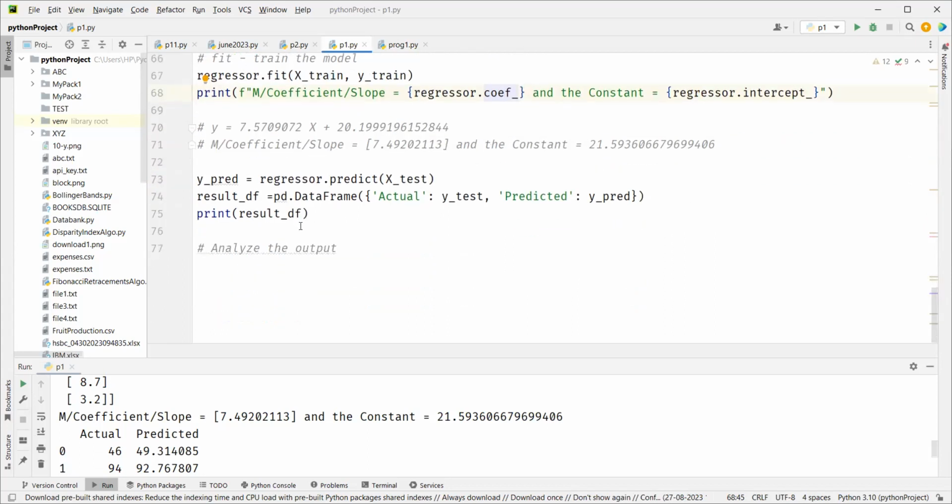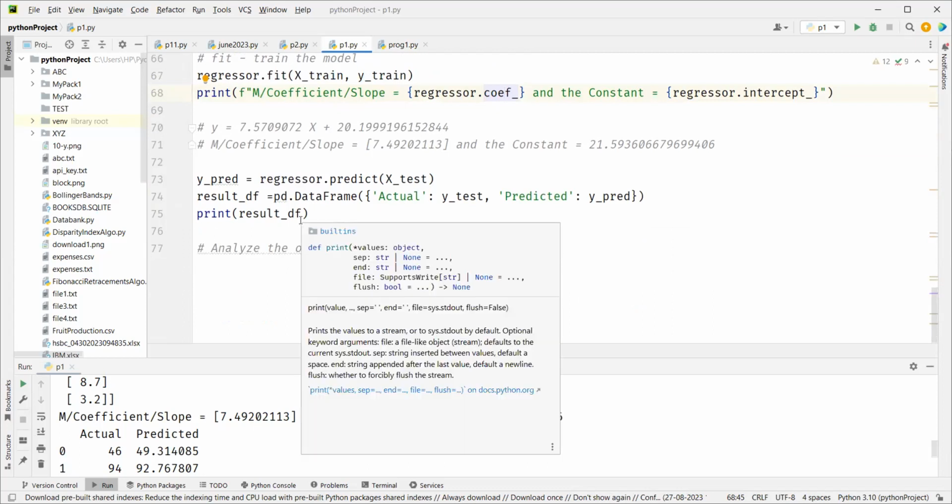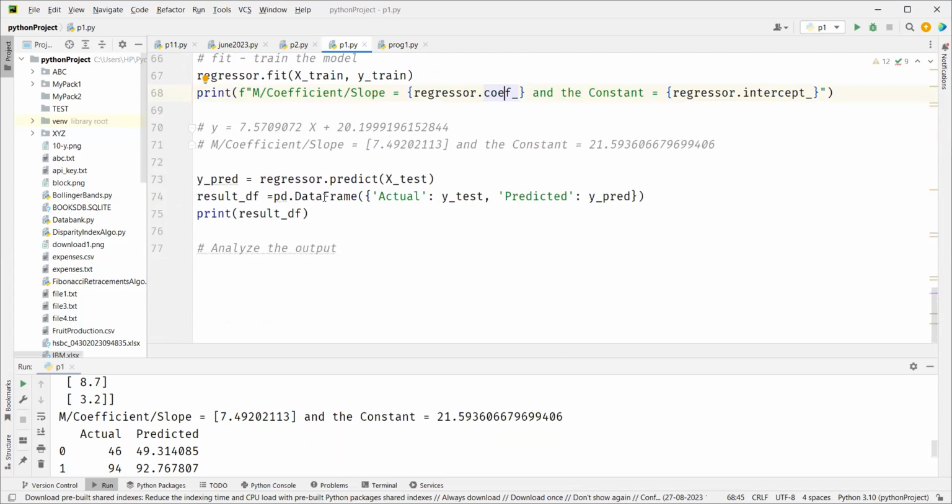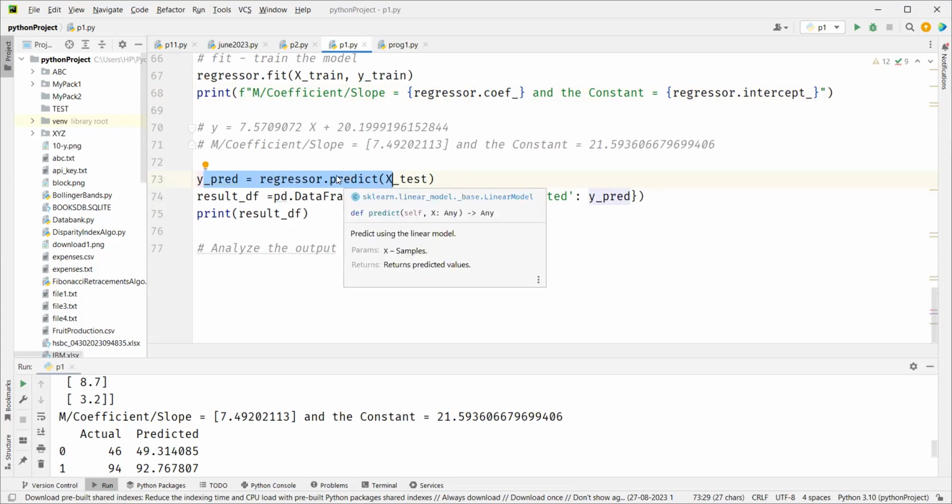Then the test data that we had hidden from the model, we used it to make predictions. So for y_pred, we said regressor, now predict for X_test. X_test is only the X column, the independent columns, not the Y value. So the regressor will predict and put it in y_pred.